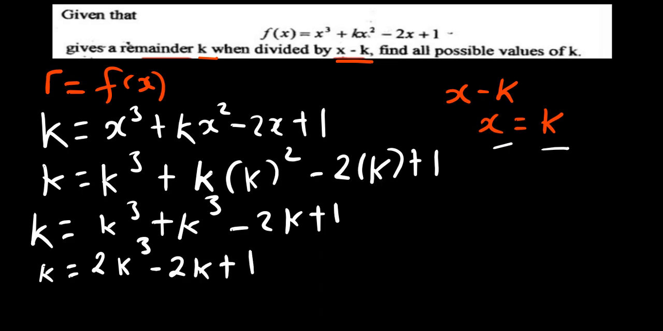When you take the k to the other side, we're going to have a negative k. So let's put a 0 here, equal to 2k to the power 3. When the k goes to the other side, it becomes negative, so negative k and this negative 2k give us a negative 3k, plus 1. Now you're able to see that this is a polynomial expression.